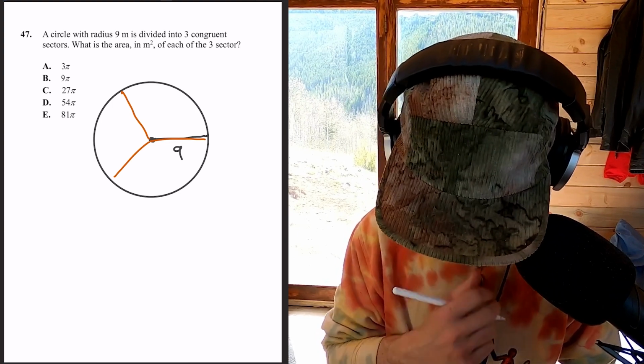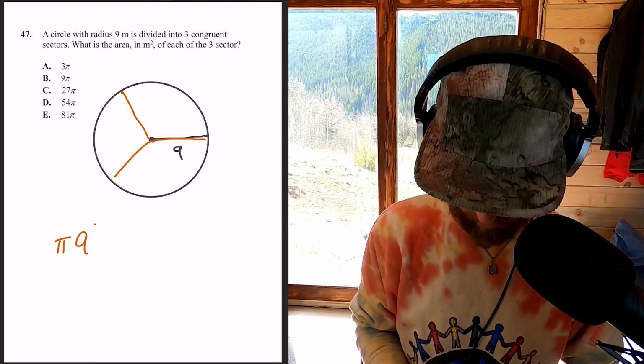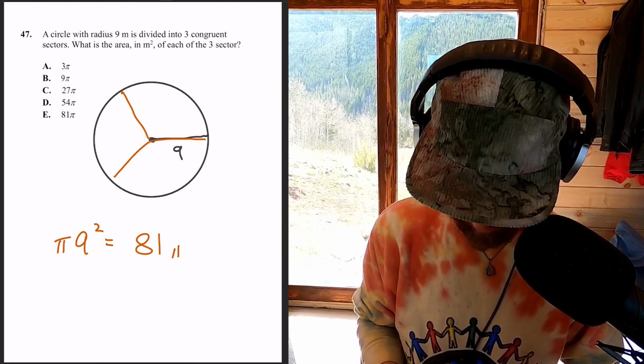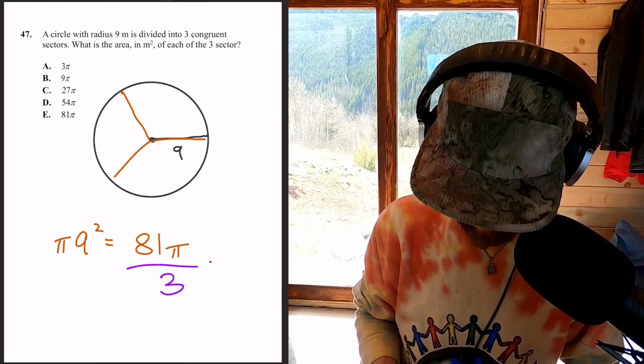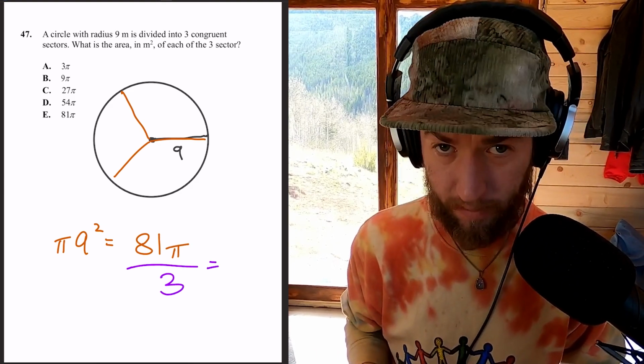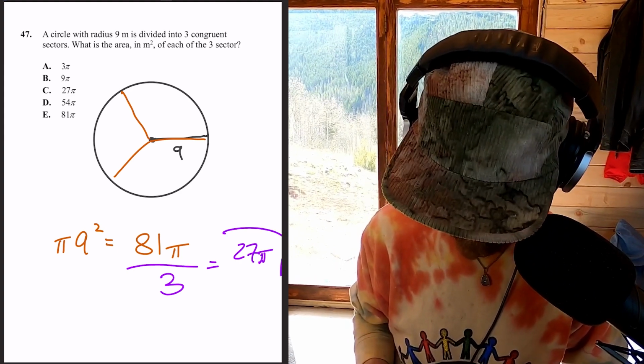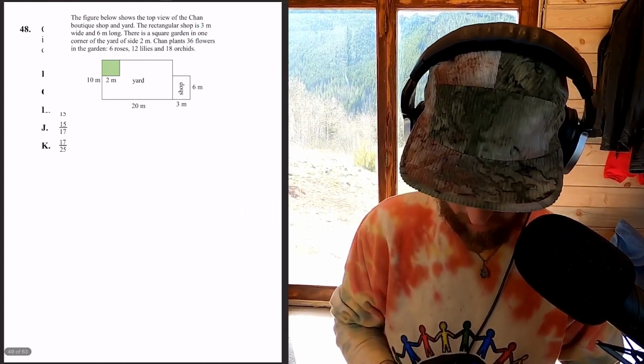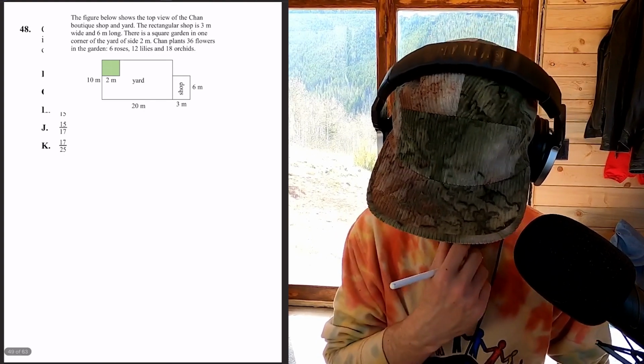What is the area of each sector? So the total area is pi times 9 squared, which is 81 pi. Divide that into 3 sectors, and we're going to get, what is that, 27? 7, 14, 21. That's 27 pi. Lovely. All right, 6 minutes left. Oh, what happened here?